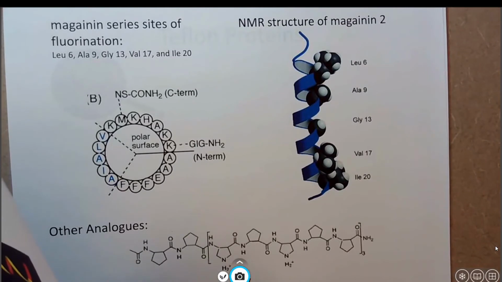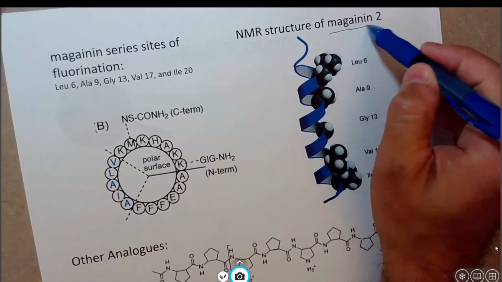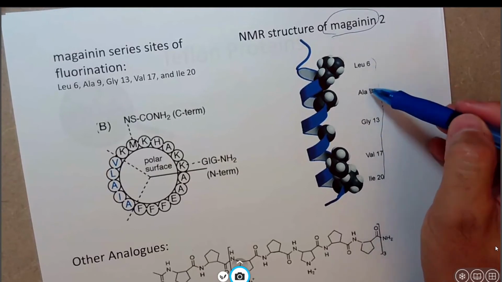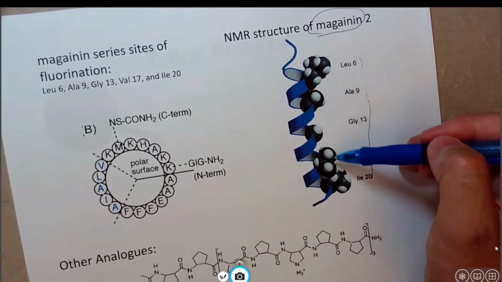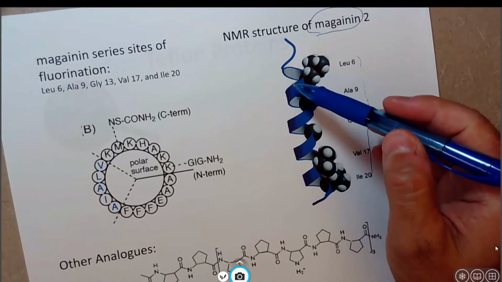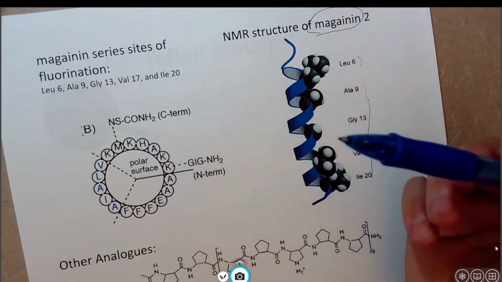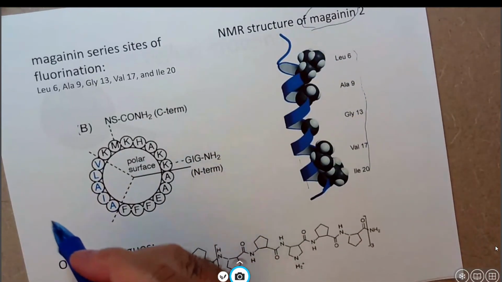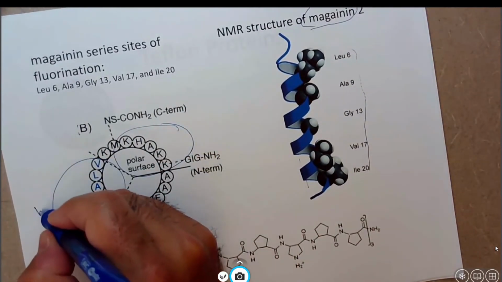If we look a little more closely at the structure of an antimicrobial peptide, it's called magainin. What they noticed is that all the hydrophobic amino acids, so leucine, alanine, glycine, valine, isoleucine, were directed on one side. Whereas a lot of the polar amino acids, like we talked about lysine, histidine, even some negatively charged ones like glutamic acid, were on the other side. So you end up with a polar surface and a hydrophobic surface.